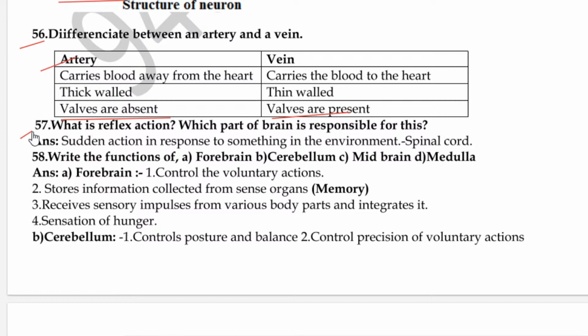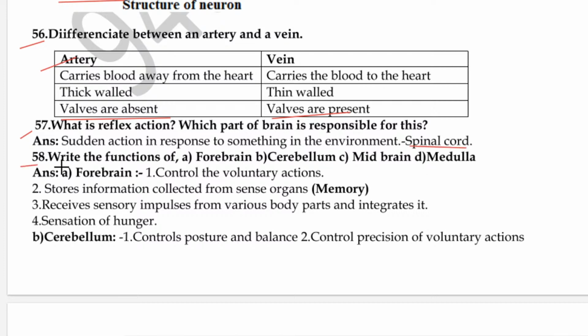Next question. What is reflex action? Which part of the brain is responsible for this? We can see the answer. Sudden action in response to something in the environment is known as reflex action. The part of the brain which is responsible for this is spinal cord.